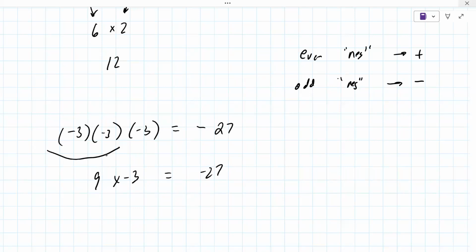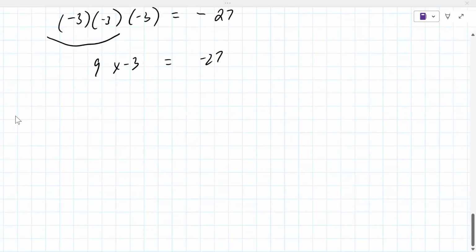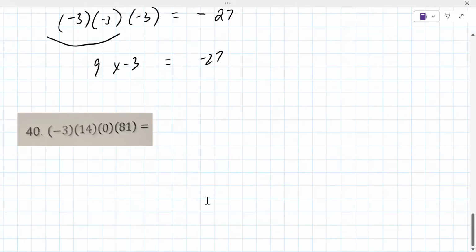So, negative 3 times 14 is going to be negative 42, times 0. So what is the final answer? Zero. 0 times 81 is 0. So if you have a zero anywhere, it's going to be zero when you're multiplying.